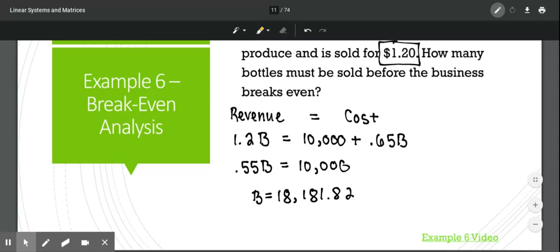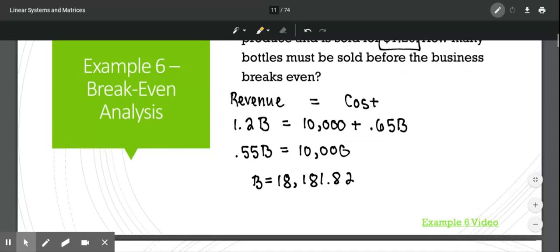But you have to think if it makes sense to make a partial bottle of soft drink. Like you're not going to make part of a bottle or sell part of a bottle, right? So in order for that revenue to be a little bit higher than your cost, in this case, we'll round up one more bottle. And so we'll say that you need to produce 18,182 bottles. So for some of these problems, you need to think about, does it make sense to have a portion of the product, or do you really probably need to have a whole product?